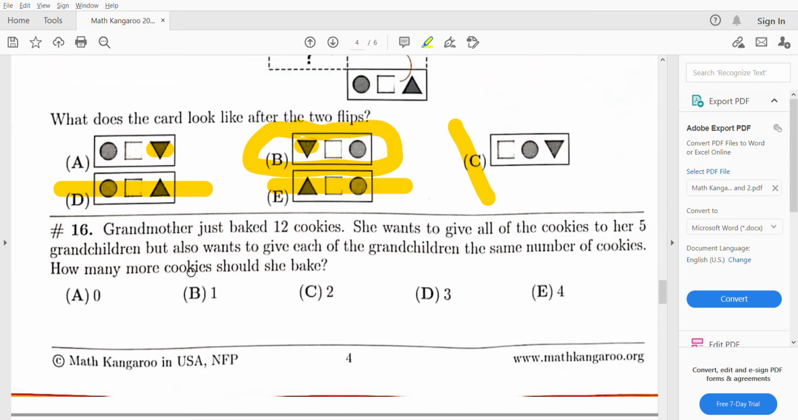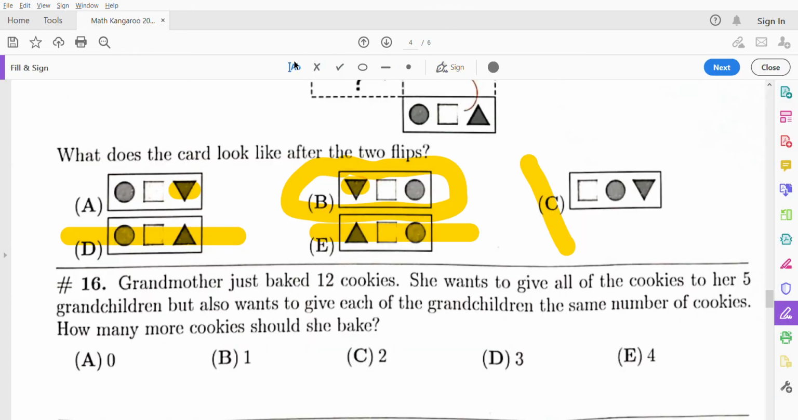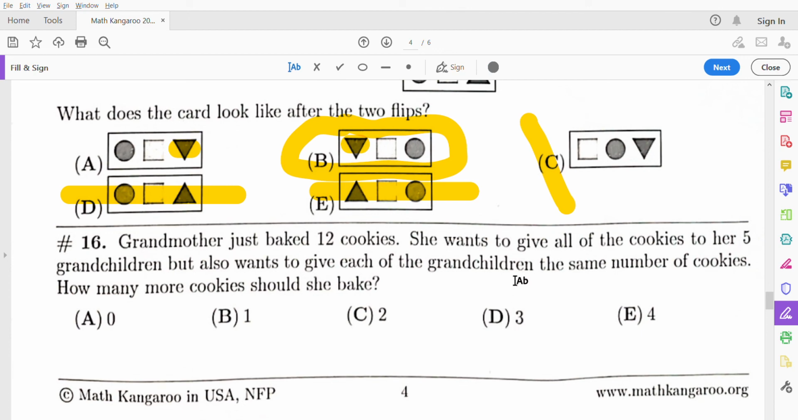On to the last question, number 16. Grandmother has just baked 12 cookies. She wants to give all of the cookies to her 5 children, but also wants to give each of the grandchildren the same number of cookies. How many more cookies should she bake? So if we want to know how many more cookies, we first have to list some multiples of 5. So multiples of 5 include 5, 10, 15, 20, and 25. I'll stop here. Now, which one is the smallest out of these that is greater than 12?